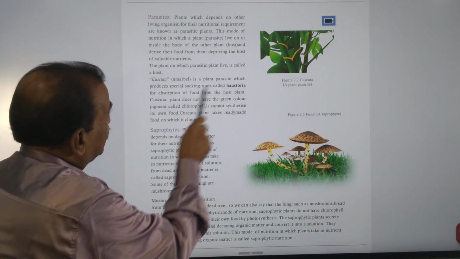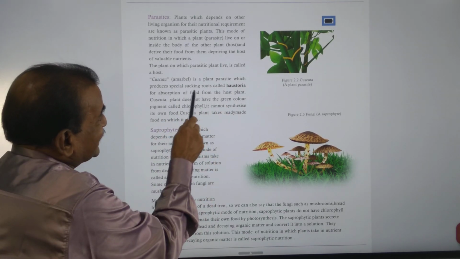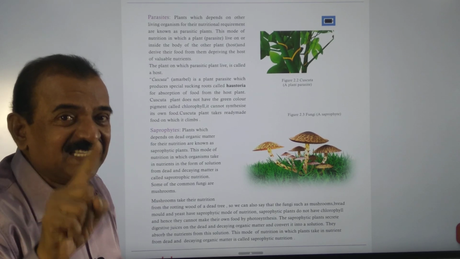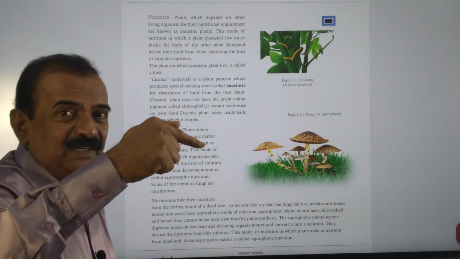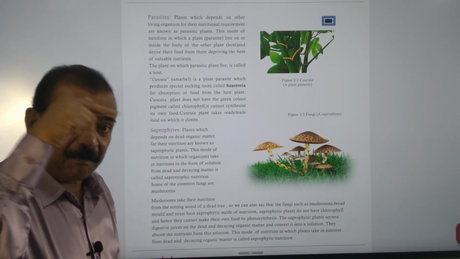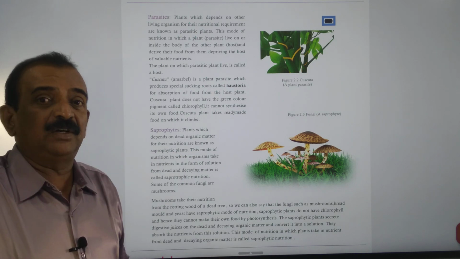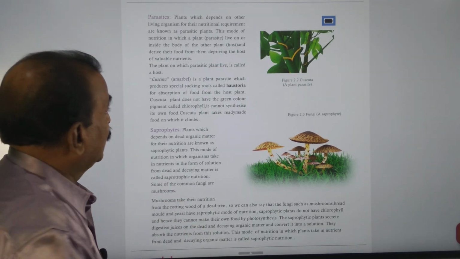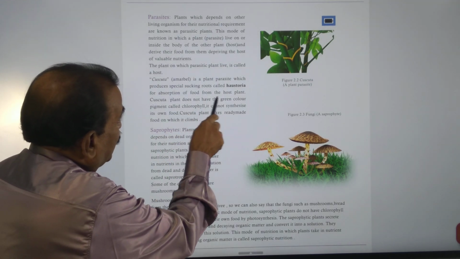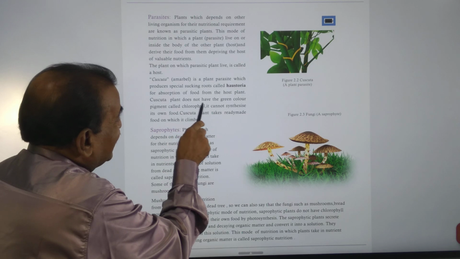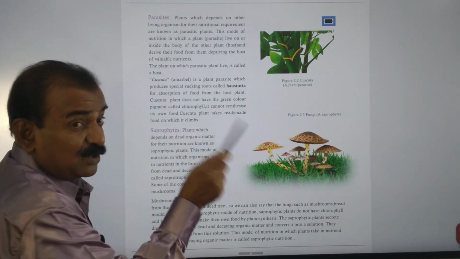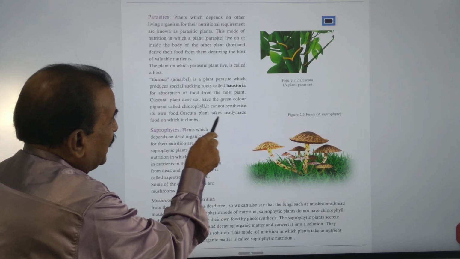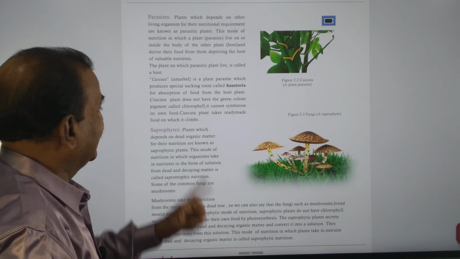It is a plant parasite which produces special sucking roots. So Cuscuta is producing sucking roots. They penetrate into the host's internal parts and they suck food from the tubes of the host plant. In this way, it survives. So here is absorption of food from the host plant. The Cuscuta plant does not have the green colored pigment. I told you, chlorophyll, and it cannot synthesize its own food. The Cuscuta plant takes ready-made food from the plant on which it climbs.